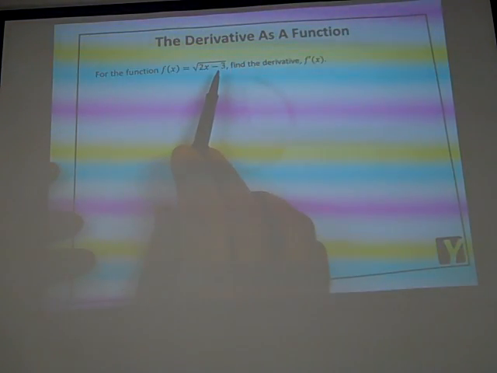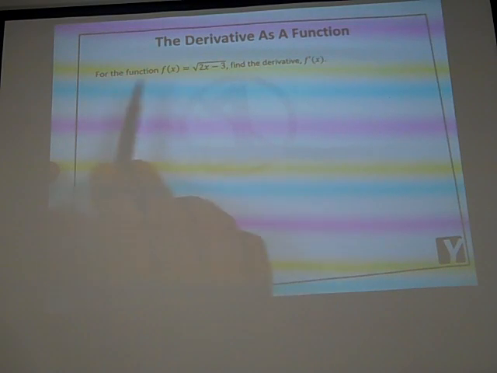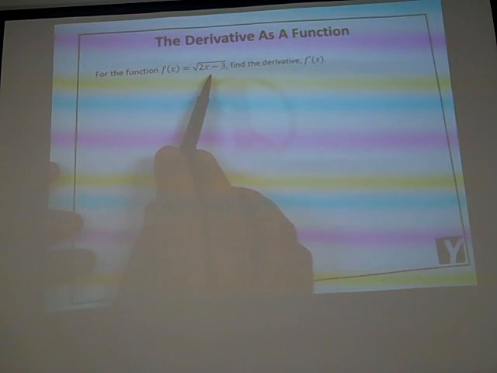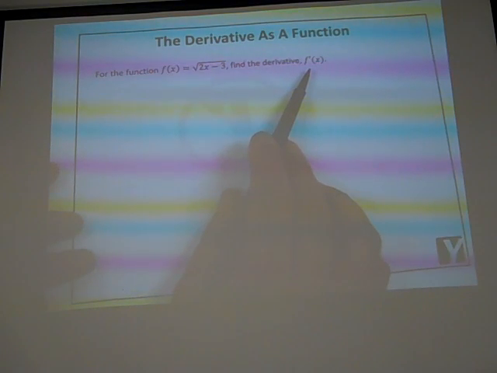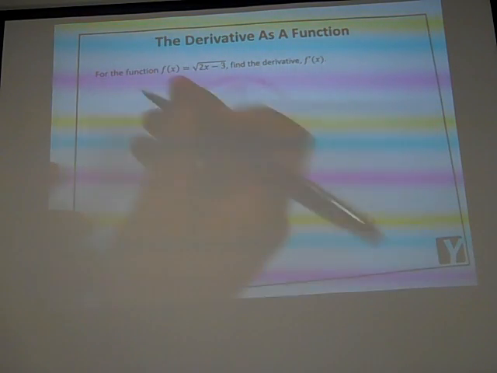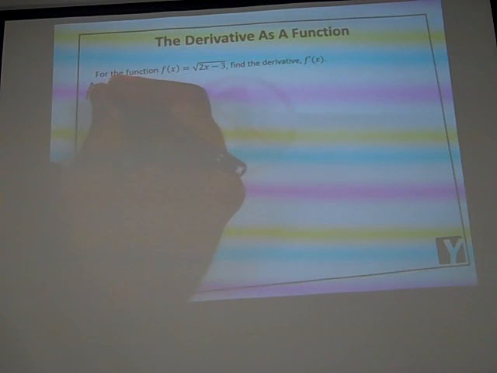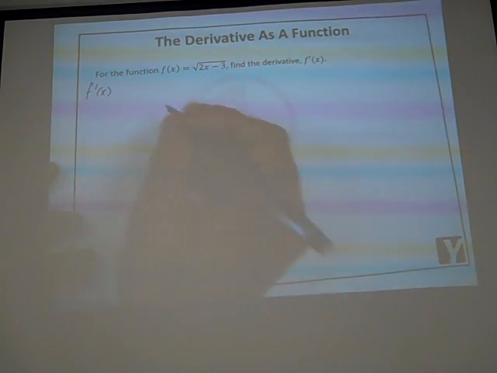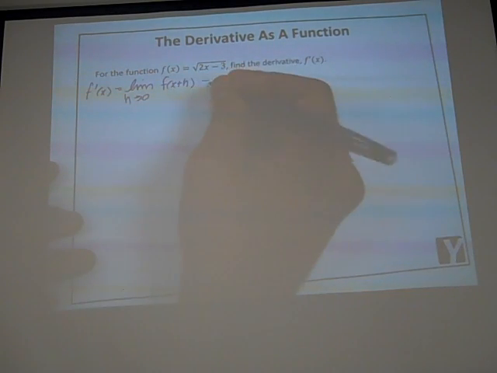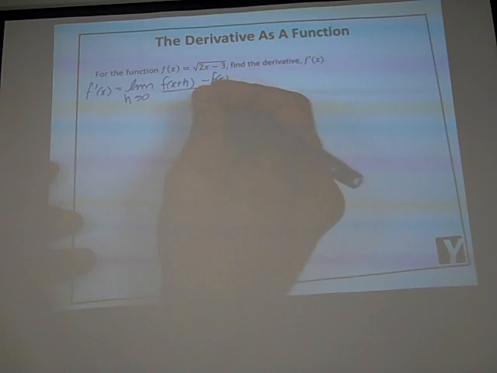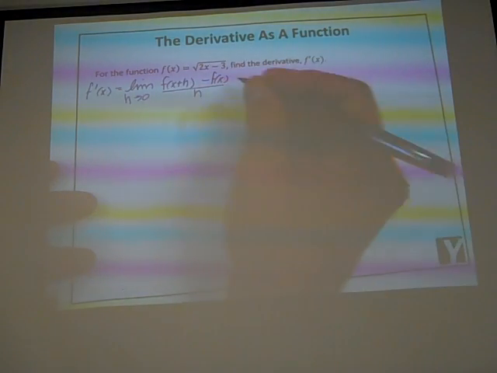So this is the last problem for this video. The function is the square root of 2x minus 3, and I want to find f prime. Since this doesn't say f prime at a specific point, we're going to find f prime everywhere, which means we need the limit as h approaches 0 of f of x plus h minus f of x all over h.